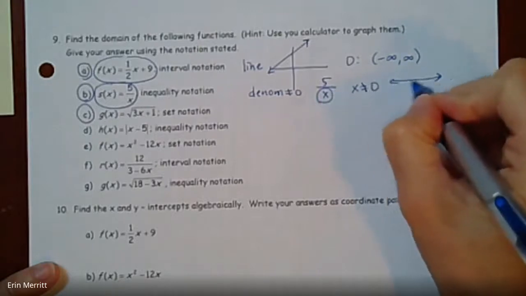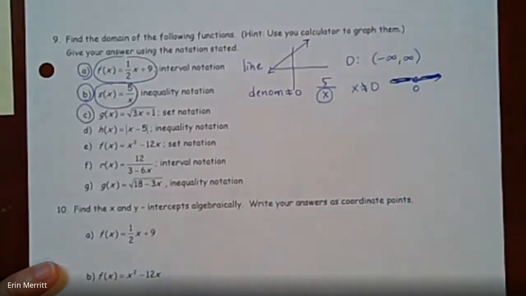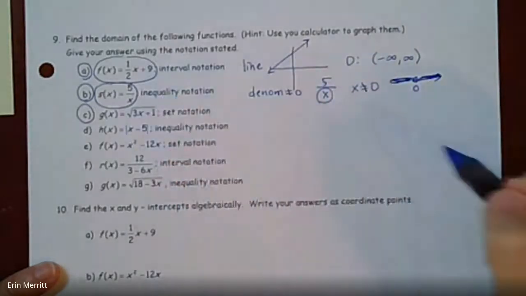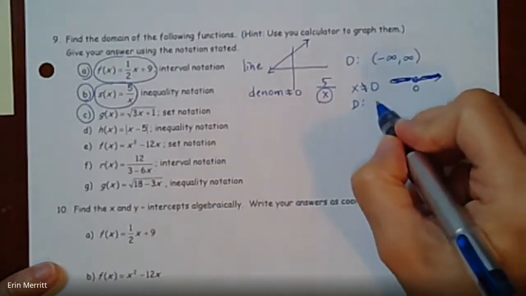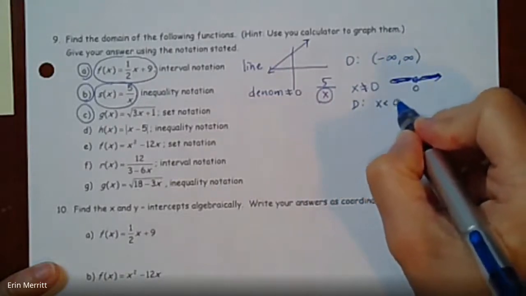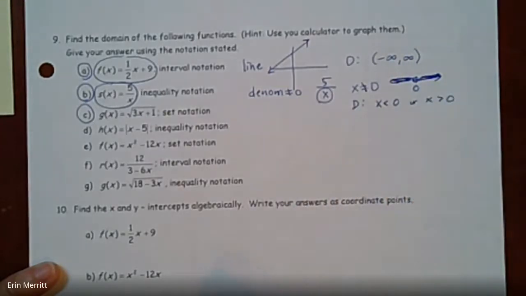So when you think of the domain, it can be anything bigger than 0, anything less than 0. It just can't be 0 itself. So in inequality notation, we would write the domain as x is less than 0 or x is greater than 0. That's what you're looking at.